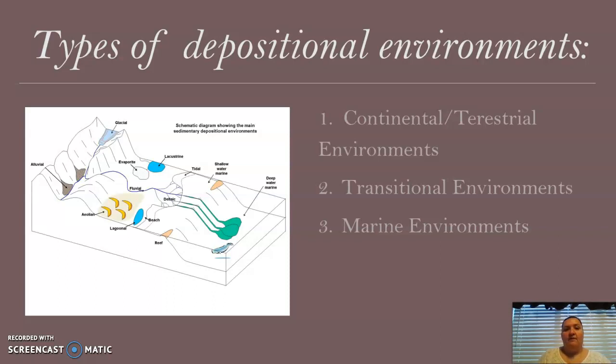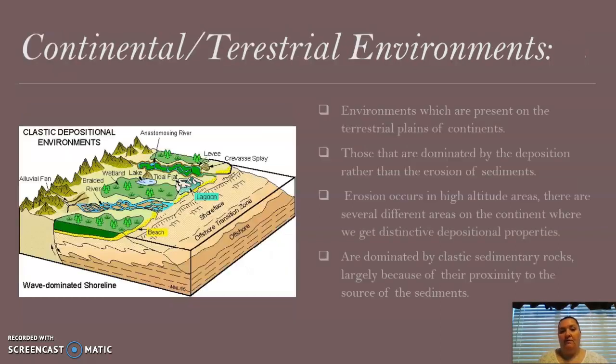There are three types of depositional environments: continental or terrestrial environments, transitional environments, and marine environments. First, we're going to go over the continental and terrestrial environments. These are environments present on the terrestrial plains of continents, those that are dominated by the deposition rather than the erosion of sediments. Erosion occurs in high altitude areas. There are several different areas on the continent where we get distinctive depositional properties, and they are dominated by clastic sedimentary rocks, largely because of their proximity to the source of the sediments.